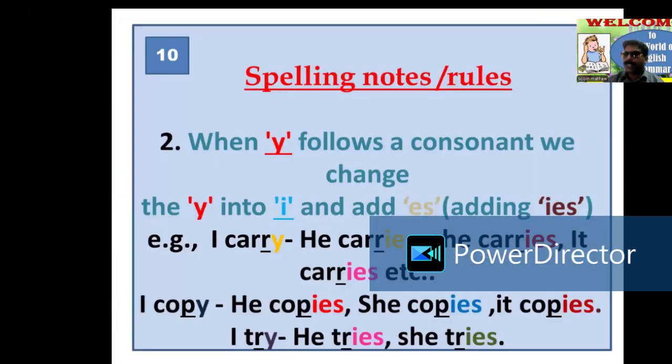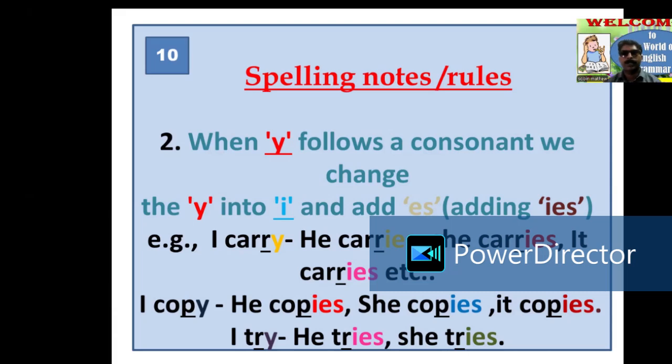Siddharth says that I copy becomes he copies. I copy becomes she copies. Well done, Siddharth. The teacher motivates the student. Then the teacher asks all the students to copy the spelling rules to their notebooks.